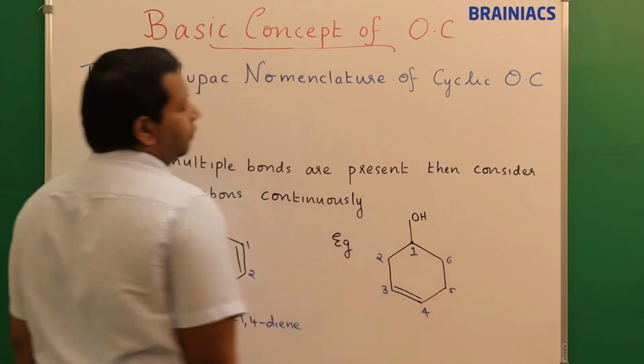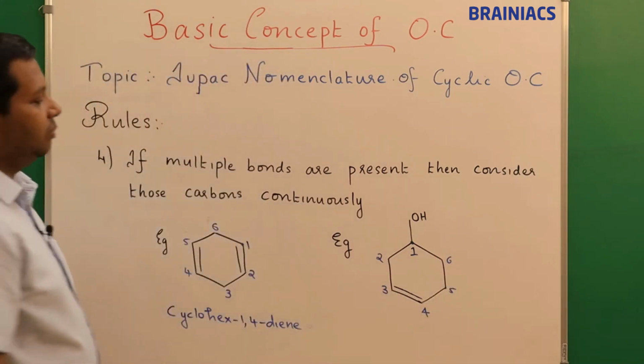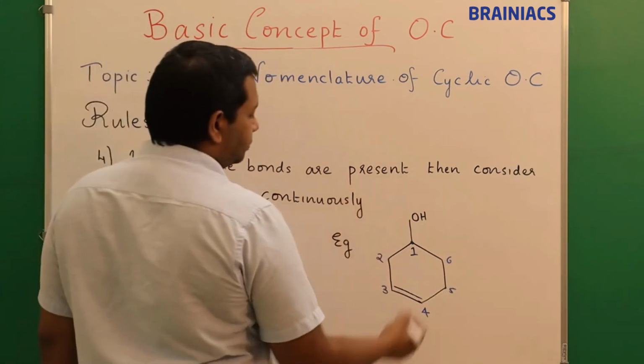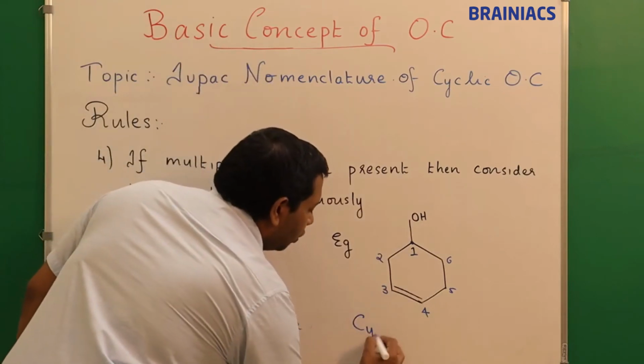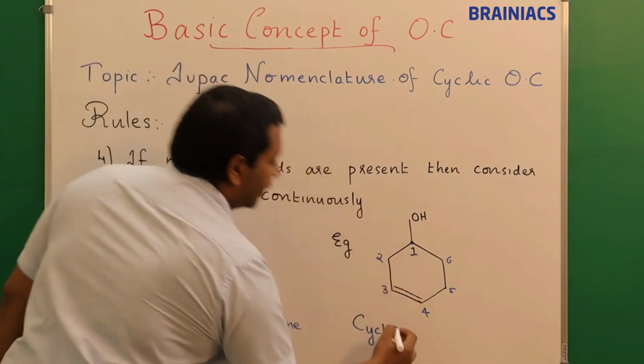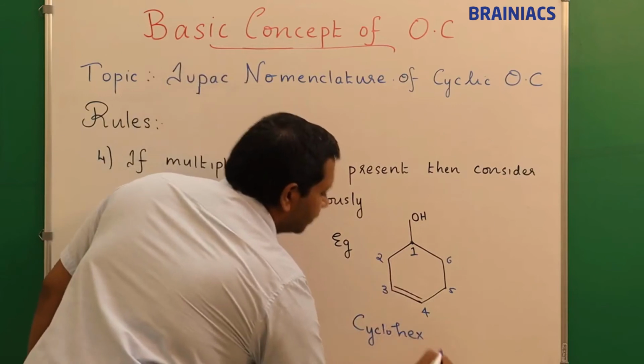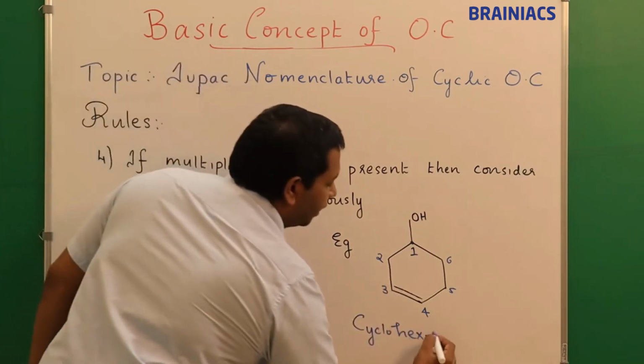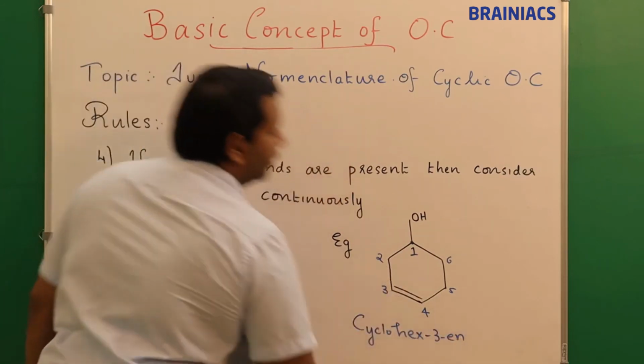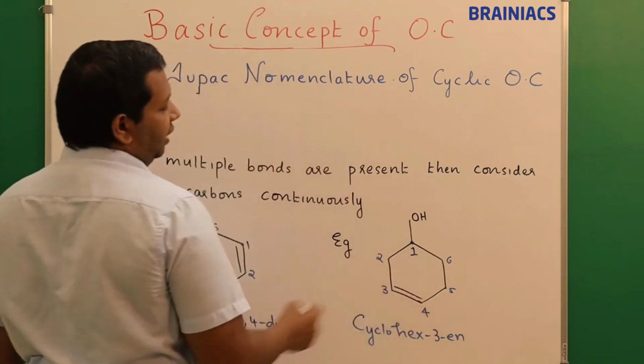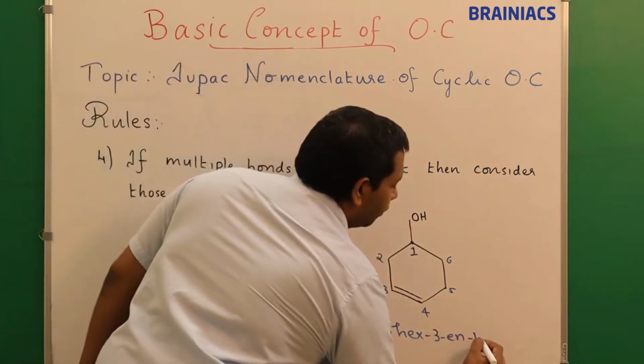5, 6. So how to name the compound? Tell me. Cyclohex 3n, cyclohex 3n 1 all.